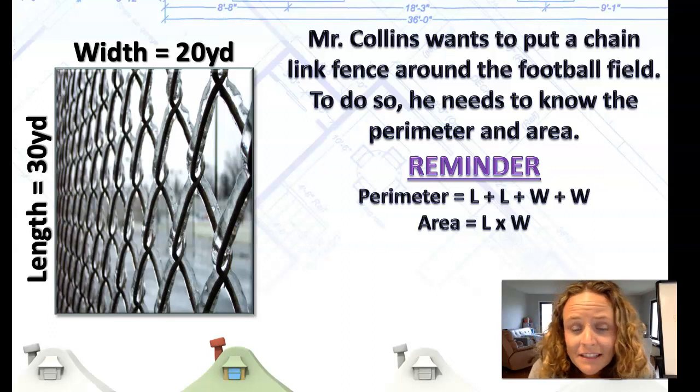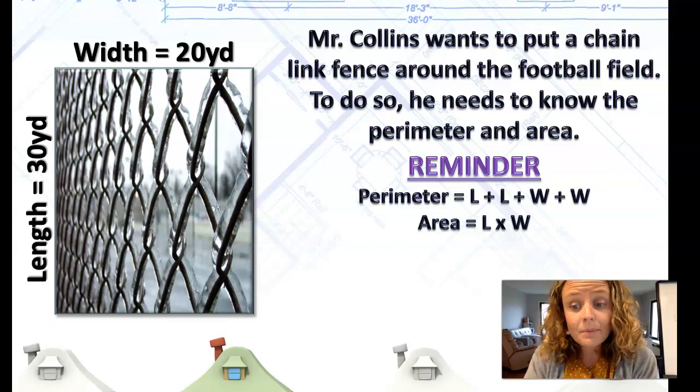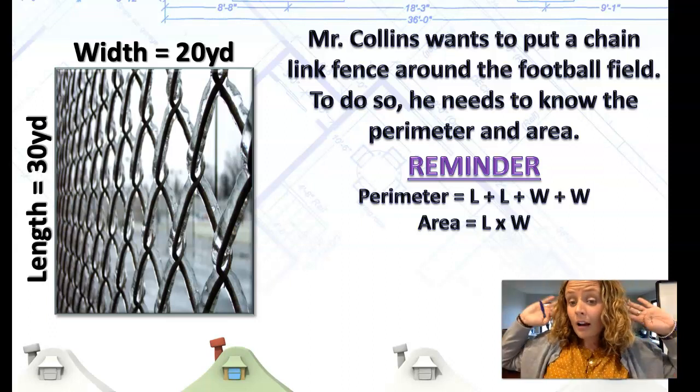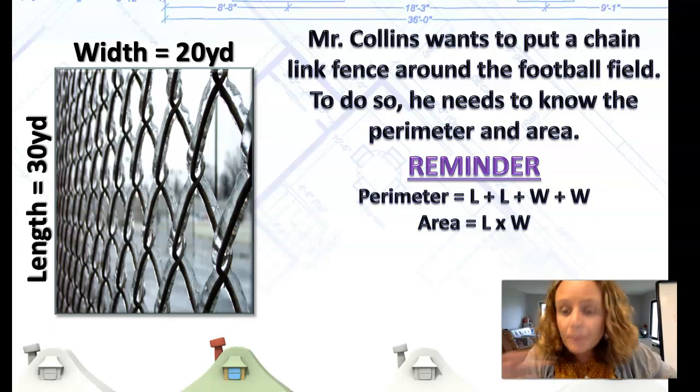Welcome back, my friends. Let's talk perimeter first. 30 plus 30 is 60. 20 plus 20 is 40. 60 plus 40 is 100. I heard some of you forget the units, though. What are the units? Yards. You got it.